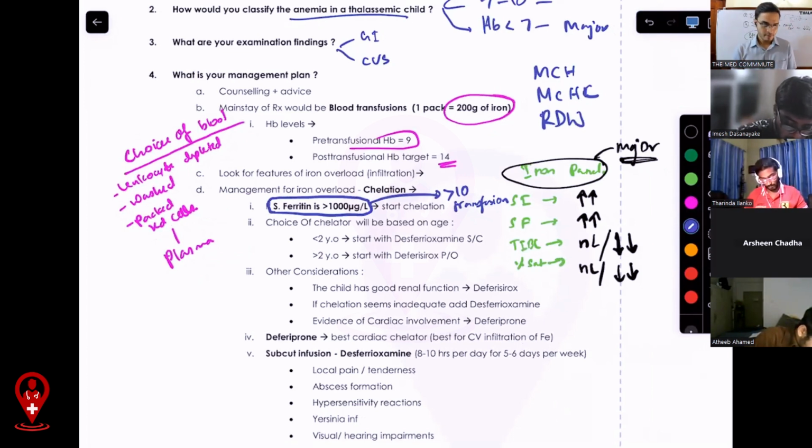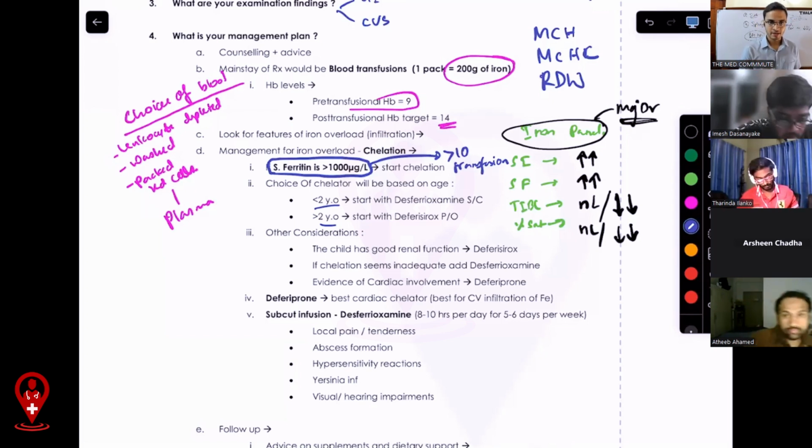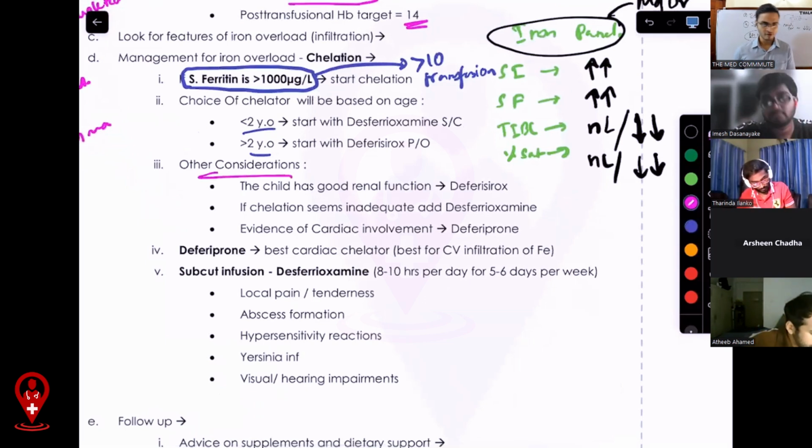And the choice of chelator will be based on the age. We talked about this in child. If they're less than 2, we are going to go with the subcut Desferrioxamine. If they are more than 2, bigger children and adults also, we can go with oral Deferasirox. Then these other considerations are some extra points for you all, guys. If you all can remember, it's good.